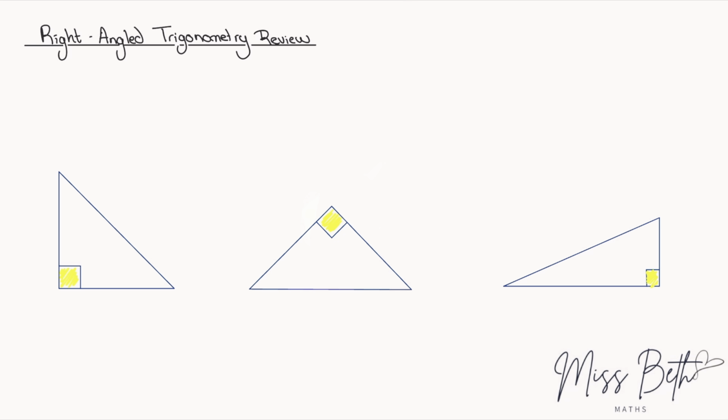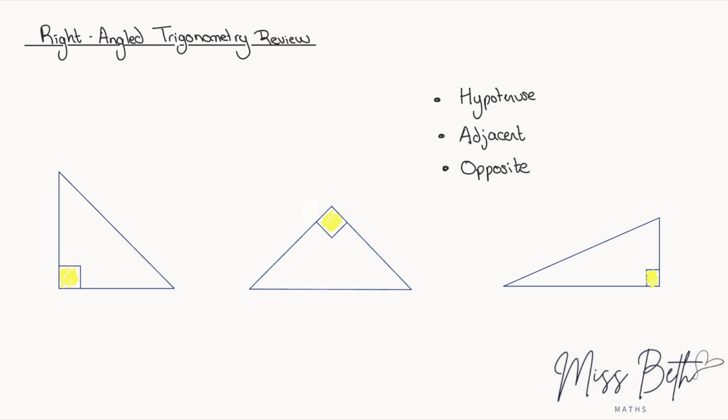So there's three sides to our triangle. We have the hypotenuse, we have the adjacent, and we have the opposite. Okay, so the first thing you want to do in a question is label the sides of the triangle.